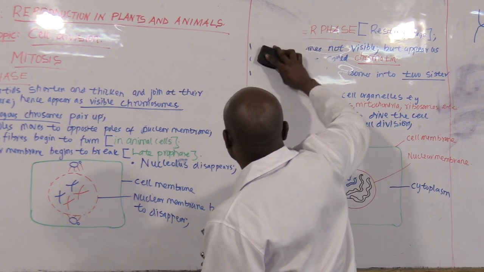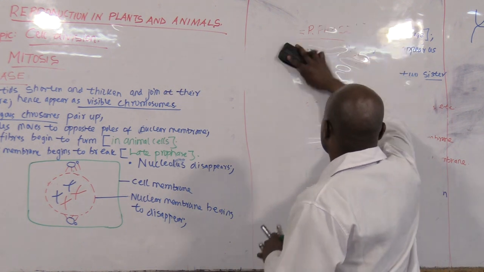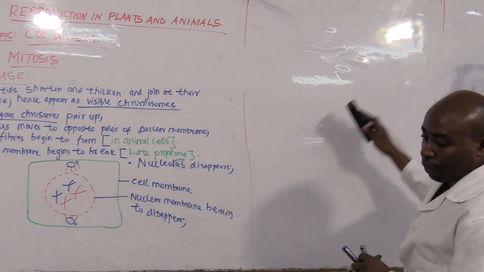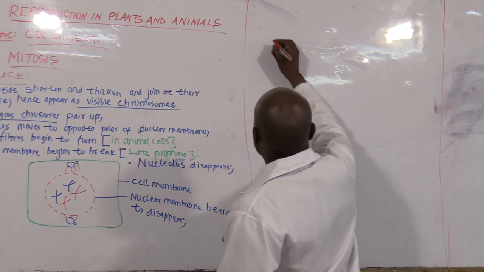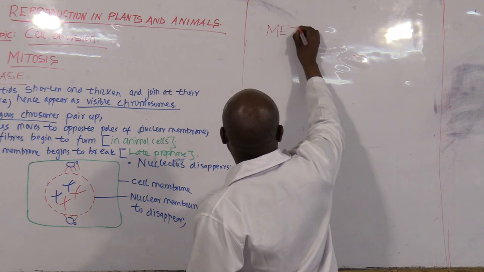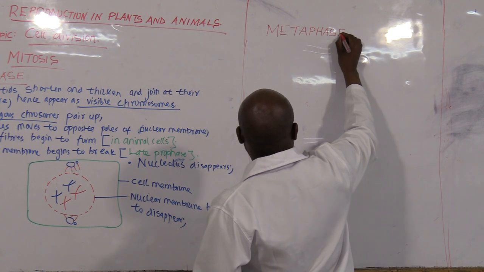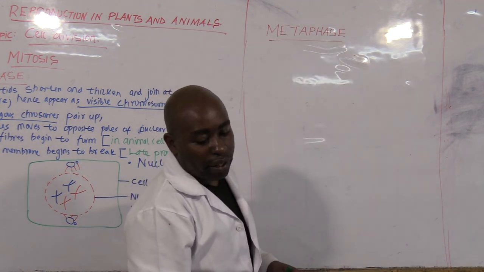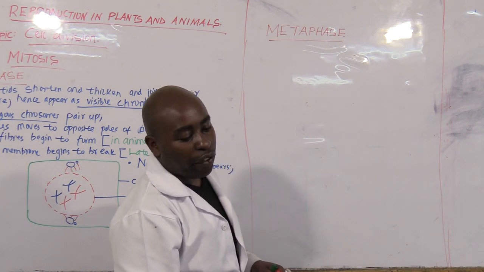Metaphase. The next stage is metaphase. So metaphase, this is the third stage of cell division. So what happens during this stage? What happens during metaphase stage?